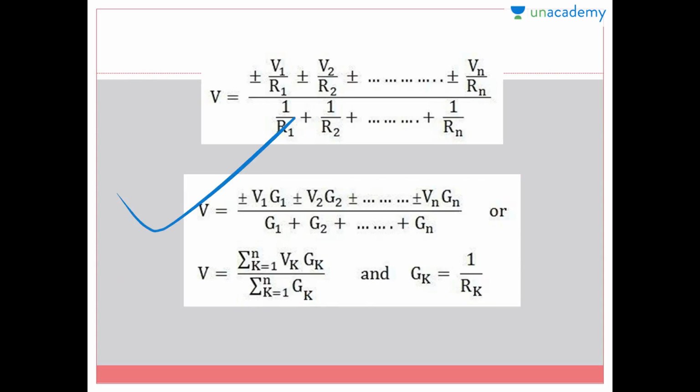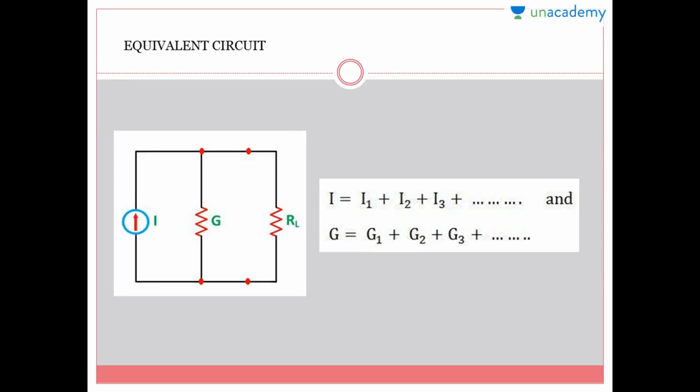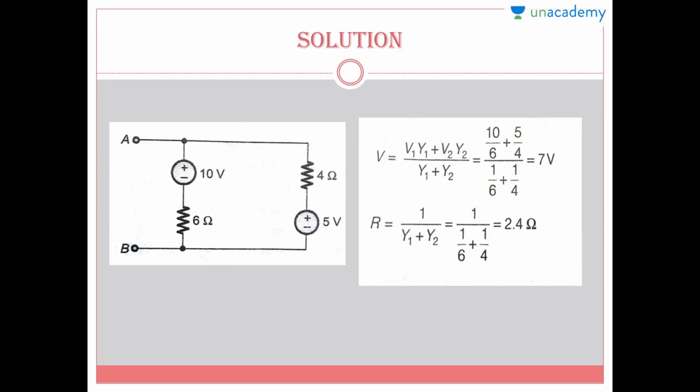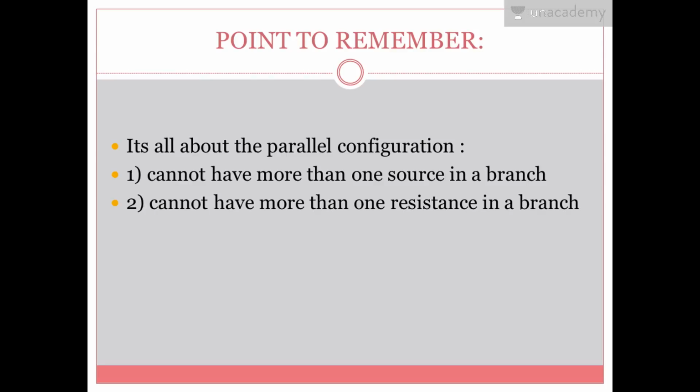So this is all about Millman's theorem. I hope you liked the lecture and you know how to apply Millman's theorem. Whenever it is required, you can easily identify where Millman's theorem can be applied. Whenever you find parallel branches having one source and one resistance or circuit element, you can easily apply this theorem. And mark these two points: Millman's theorem is all about the parallel configuration. It cannot have more than one source in a branch and cannot have more than one resistance in a branch.